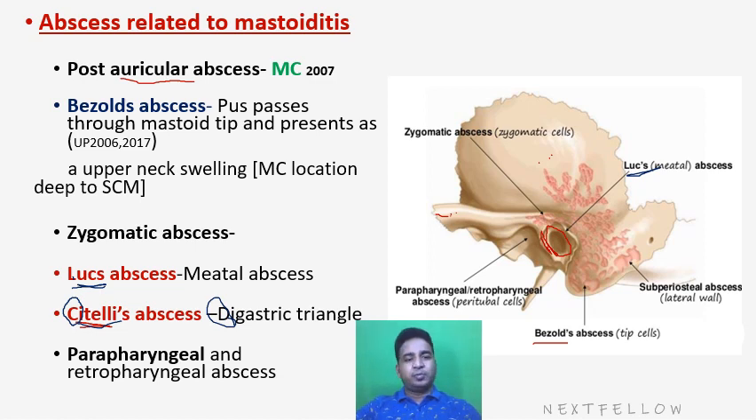This is important. Then comes the zygomatic abscess. You can see where is the zygomatic abscess. This is my zygomatic abscess showing. So along the zygoma, we know this is a zygomatic process attached here. So along the zygoma, if the abscess is there, that is known as zygomatic abscess. And other abscesses are parapharyngeal or retropharyngeal.